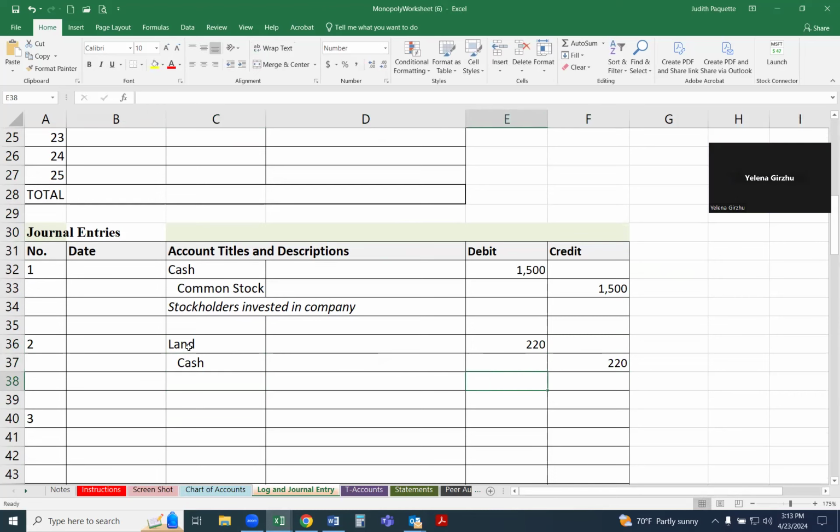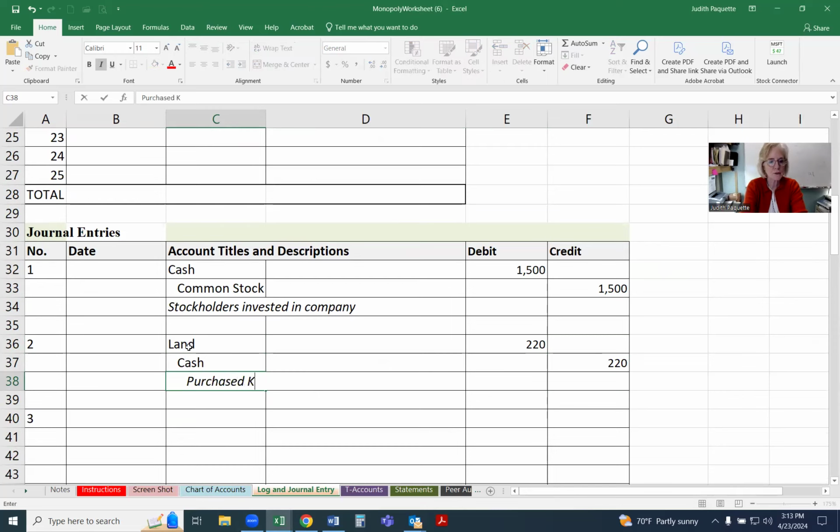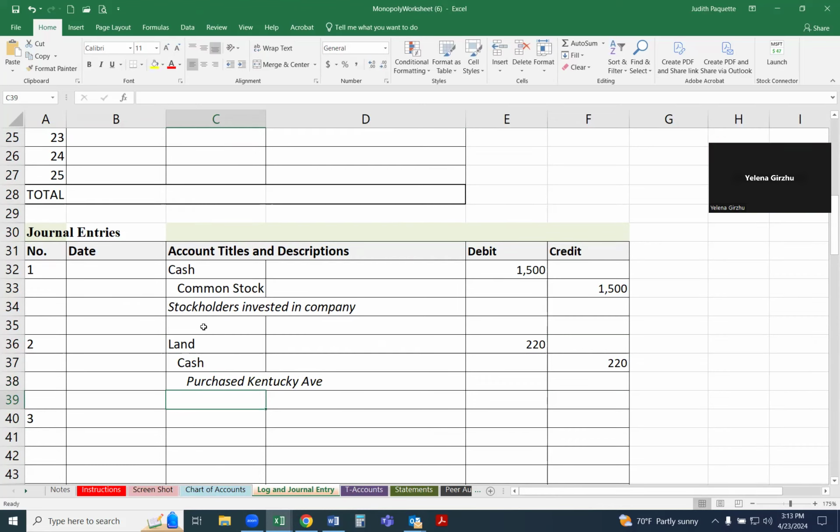Okay, and also always in that order, where we do the debit first and then the credit. And then in your description, "purchased Kentucky." I'm kind of modeling here to skip a line between journal entries. It's just easier to read.